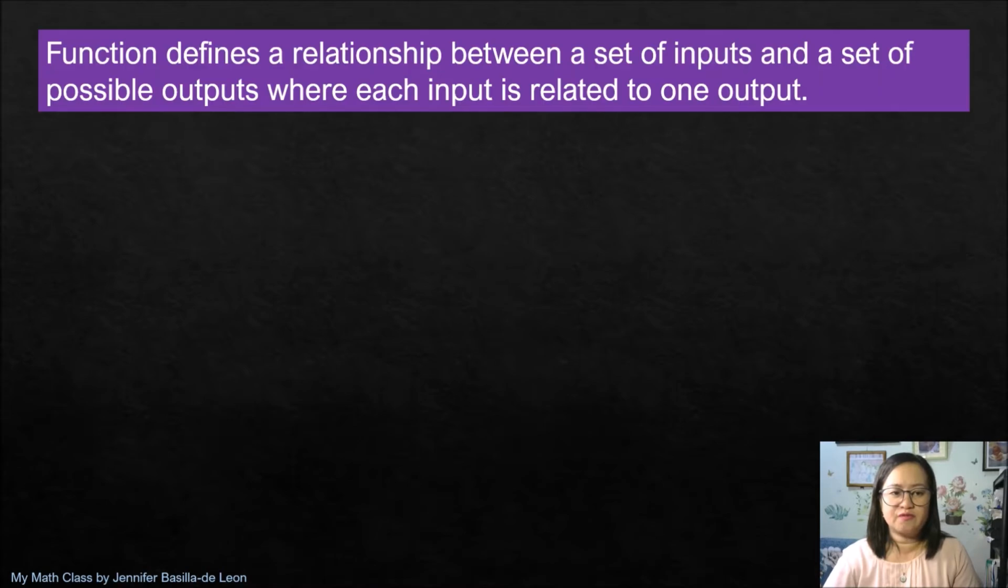Before we proceed to our main discussion, let us define three most important words. The first is the word function. A function defines a relationship between a set of inputs and a set of possible outputs, where each input is related to one output. In symbols, we write functions as y equals f of x, where x is the independent variable and y is the dependent variable.